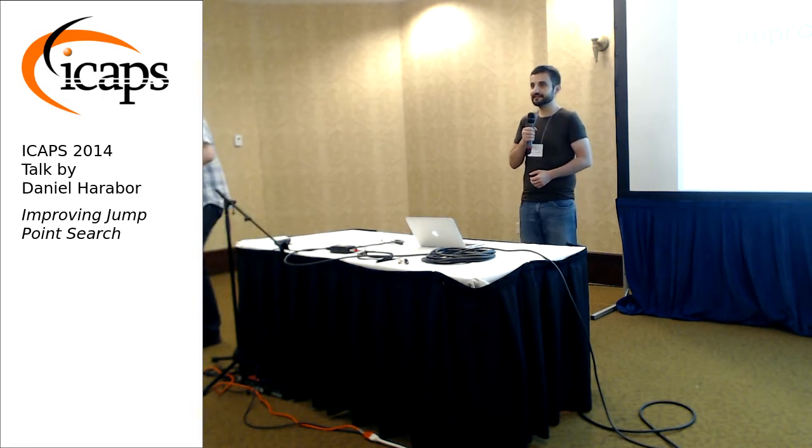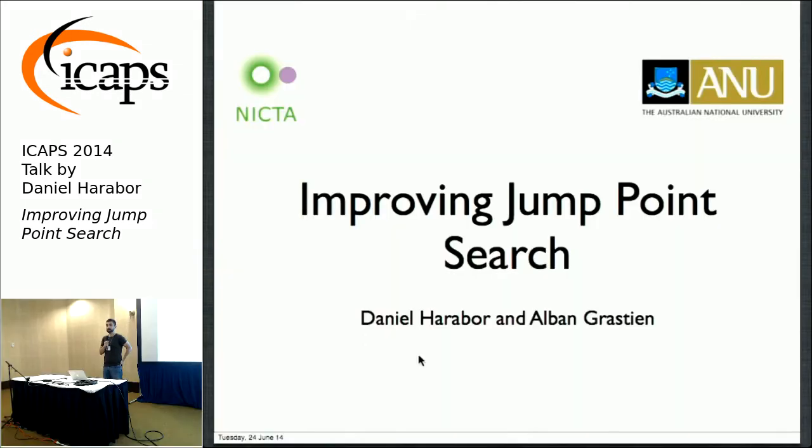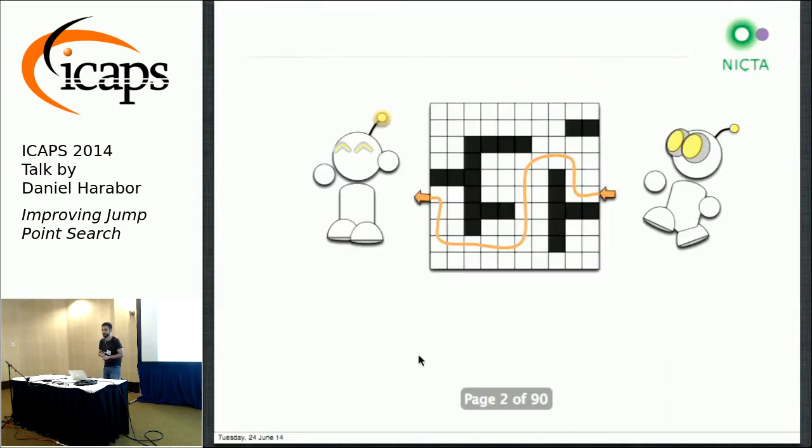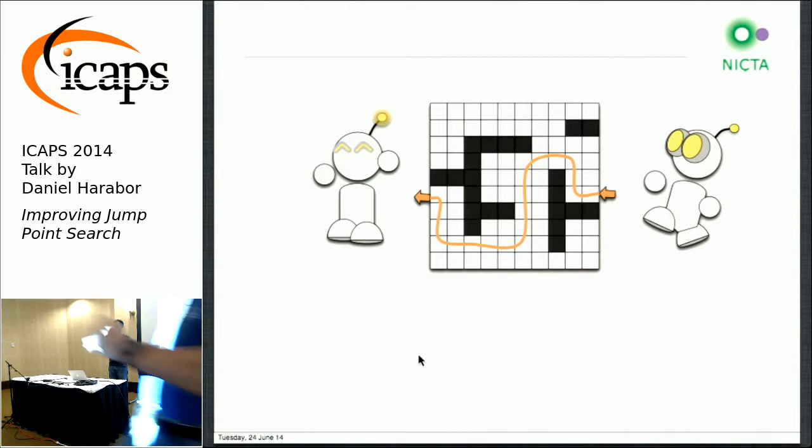Hello. So, hi, my name is Daniel. This is joint work with Alban and Grastien. We're both from NICTA and the Australian National University. So, our paper is about pathfinding. Specifically, we're interested in optimal pathfinding on a grid, such as this.